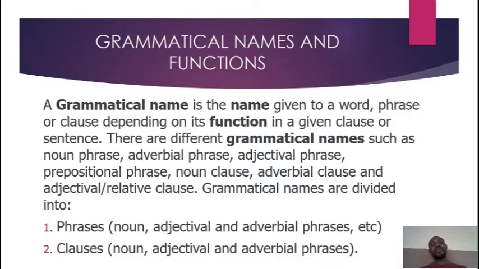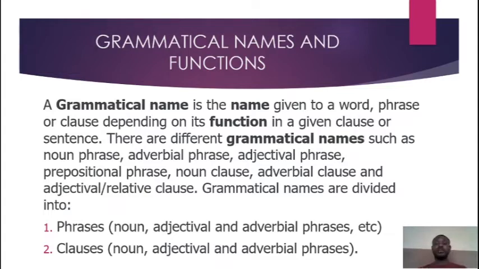What then is a grammatical name? A grammatical name is a name given to a word or phrase or clause, depending on its function in a given clause or sentence. Again, a grammatical name is the name given to a word or a phrase or a clause depending on its function in a given clause or sentence.